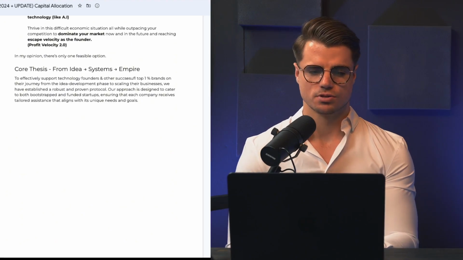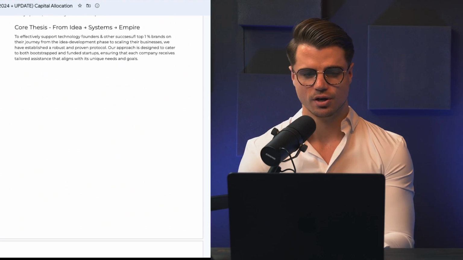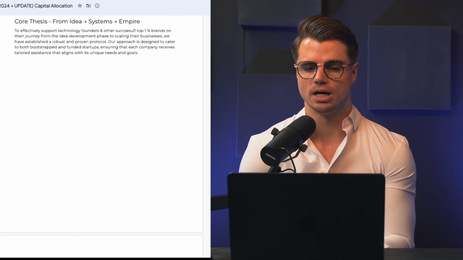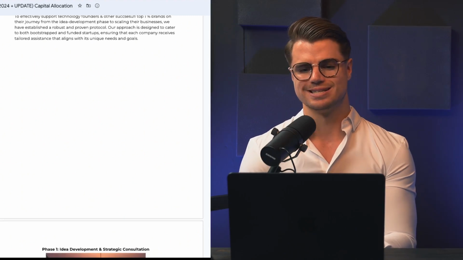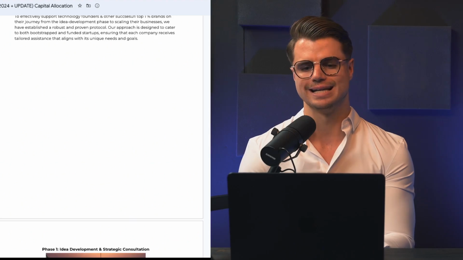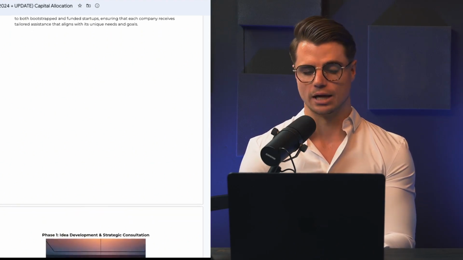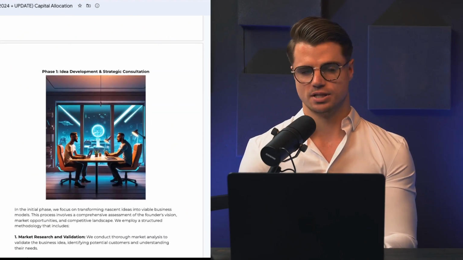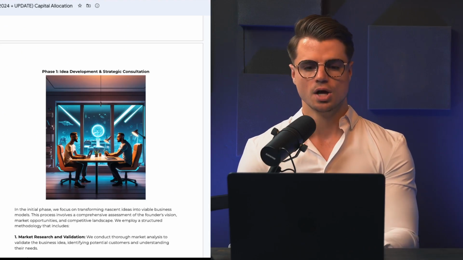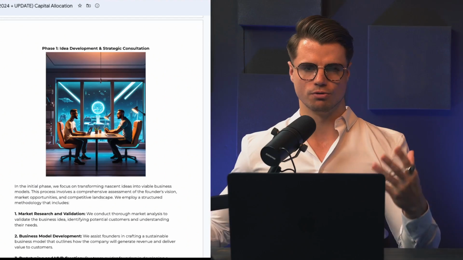Now, to effectively support technology founders and other successful top 1% brands on their journey from idea development phase to scaling their businesses, we have established a robust and proven protocol, and our approach is designed to cater to both bootstrapped and funded startups, ensuring that each company receives tailored assistance that aligns with its unique needs and goals. So this always starts off with obviously a conversation. Literally a conversation, which then leads to protocols, right?